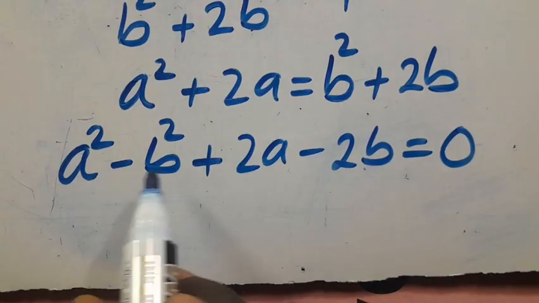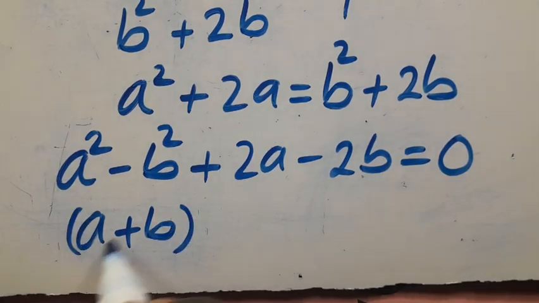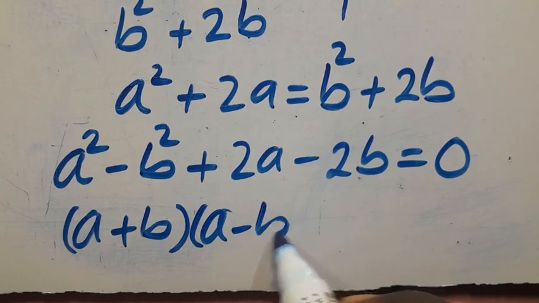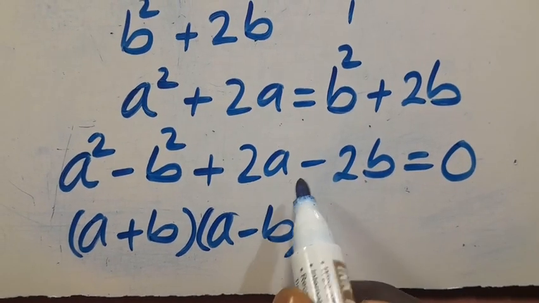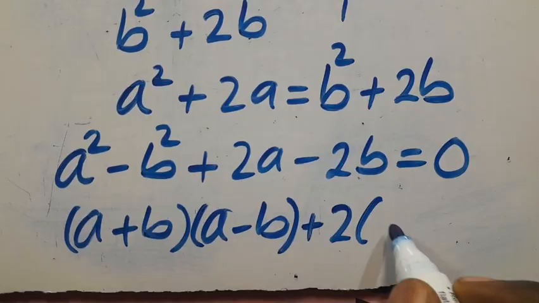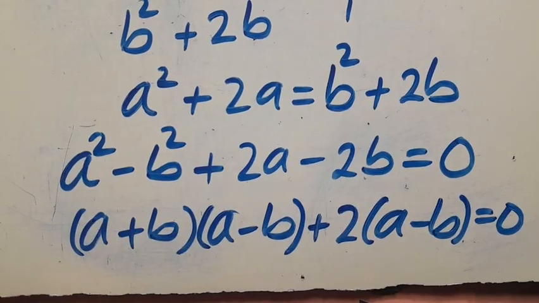Then recall from the difference of two squares, here equals (a + b) in parentheses multiplied by (a - b) in parentheses. This, only this one. But here we have 2 in common, so we can factor it out. We are going to have 2 times (a - b). Then we set everything equal to 0.